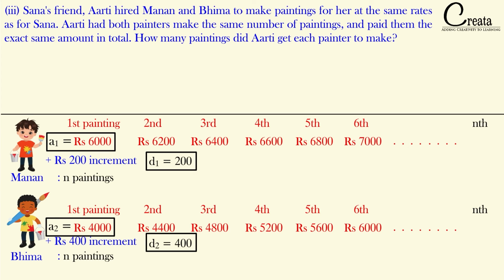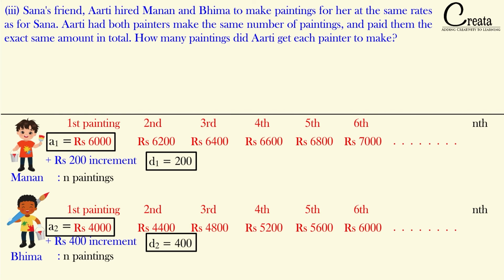The charges are the same, that is for the first painting, Manan is getting rupees 6,000 while Bhima is getting rupees 4,000. Increment in the case of Manan is rupees 200, increment in the case of Bhima is rupees 400. The price condition is the same. Got it? And we have to calculate how many paintings both had made. So let's proceed.